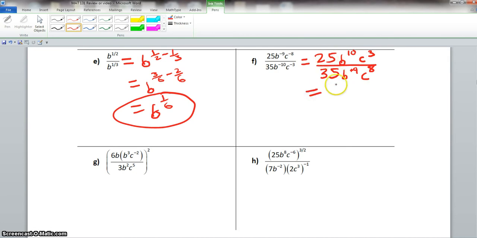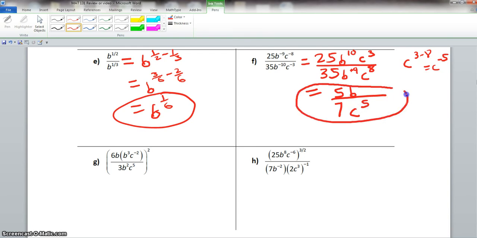So now 25 and 35, we know both have 5 in common. So that will leave us 5 over 7. b to the 10th over b to the 9th will leave us b to the 1st, or just b. c to the 3rd divided by c to the 8th, we would take c to the 3 minus 8, which would give us c to the negative 5. And we know that will go in our denominator as positive c to the 5th power. And this is the final answer.